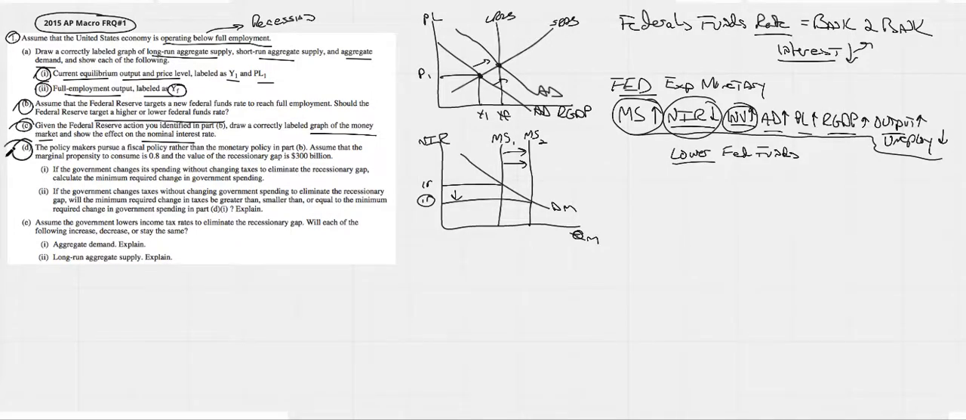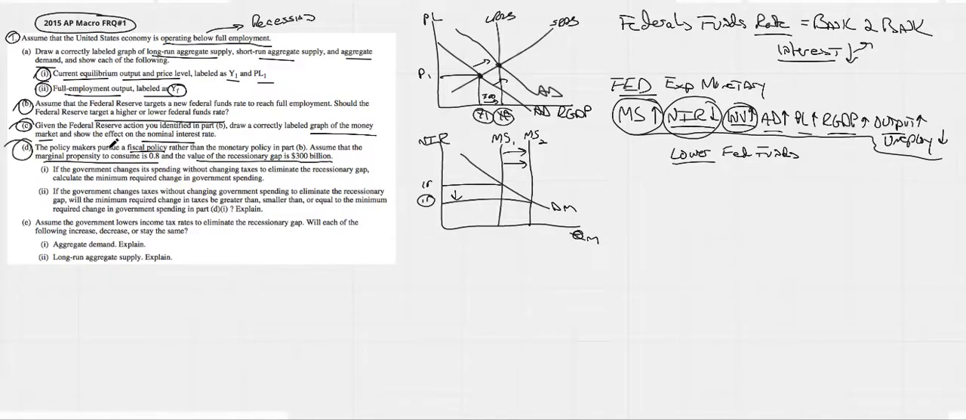All right, D. We switched from monetary to fiscal. So the policymakers instead want a fiscal policy rather than monetary. Assume that the marginal propensity to consume is 0.8 and the value of the gap is 300 billion. So up here, our gap is the difference from Y1 to YF, or the distance here, would be 300 billion.